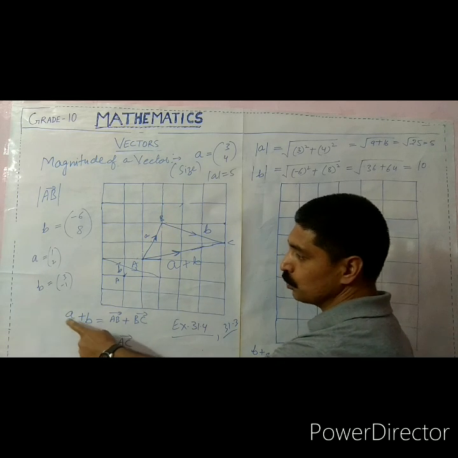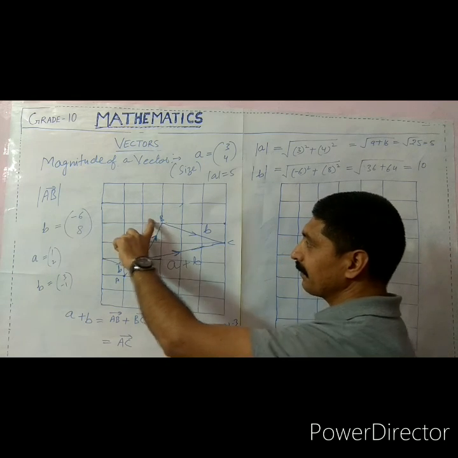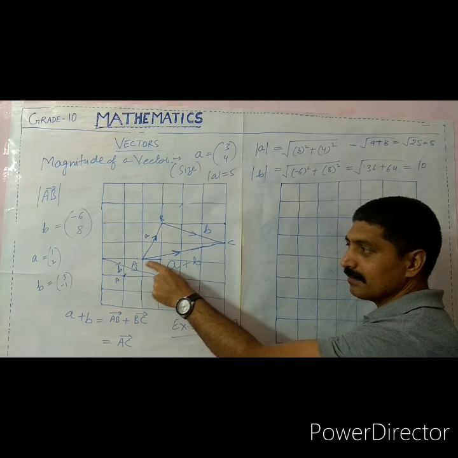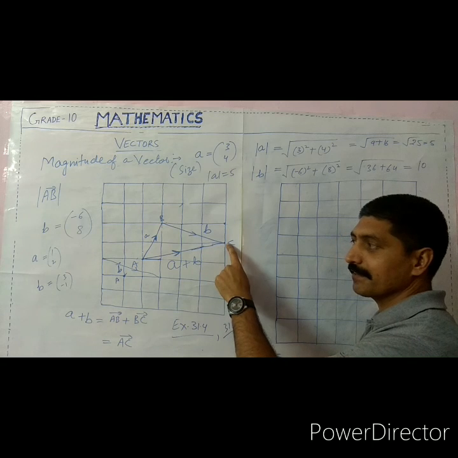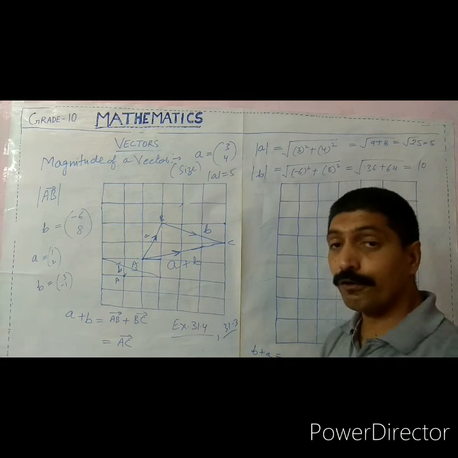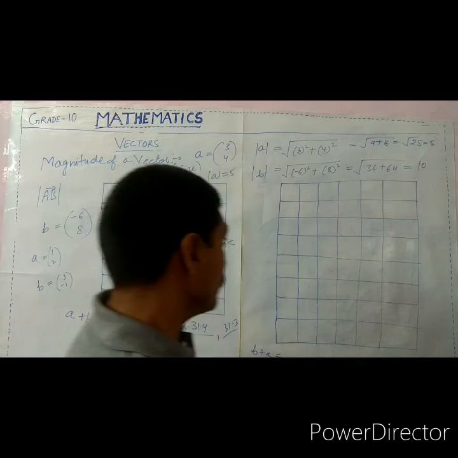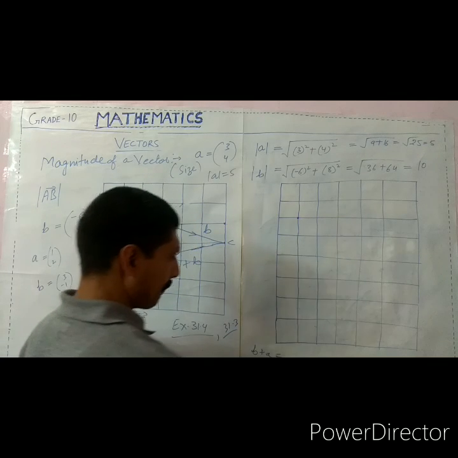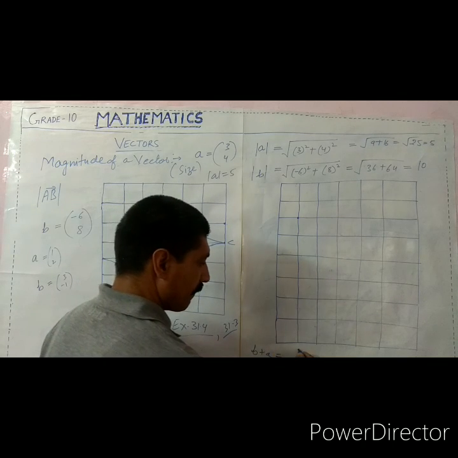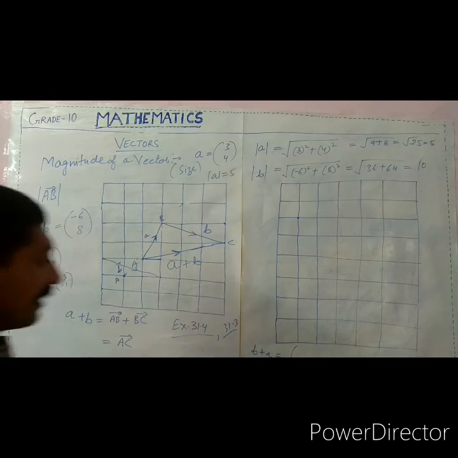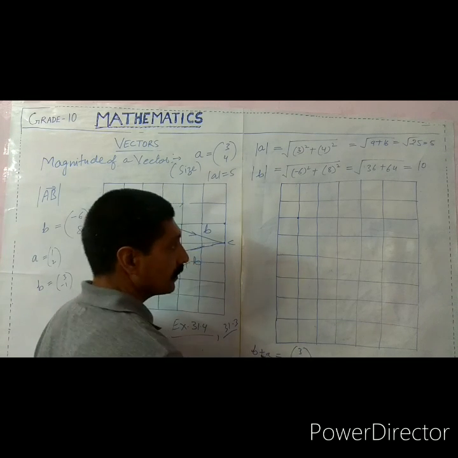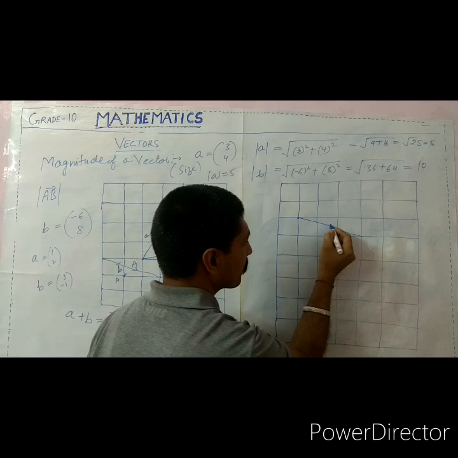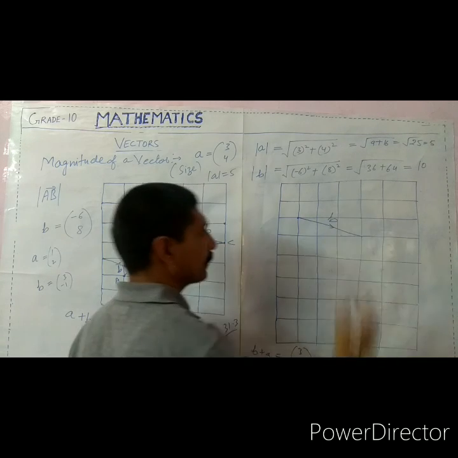So here we have gone through A vector plus B vector, which is equal to AC vector. Initial position is here and final is here. Now we are going for B vector plus A vector. So let's take B here, 3 minus 1, 3 minus 1. This is vector B here.